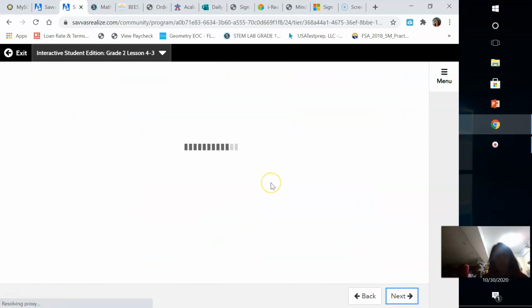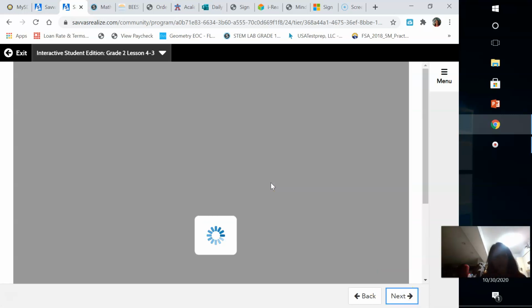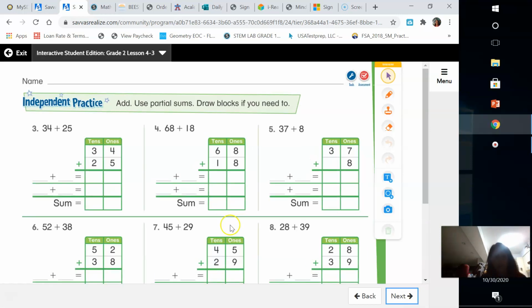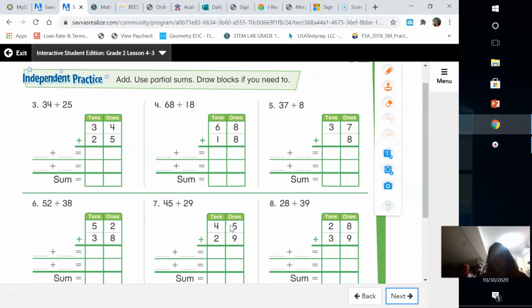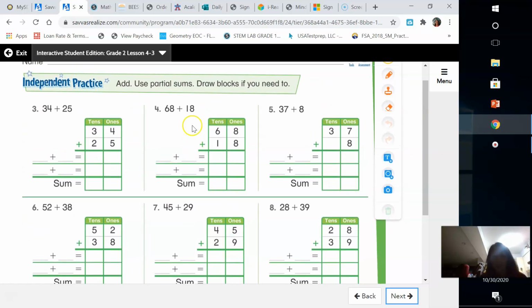I want to go to the next page real quick, see what we have, and if there's something you might need help with. All right, they've got them set up for you here. Let's just pick one and do it. I'll just do one more so you feel good about it before you start. Let's do this one. All right, we have 34. 1, 2, 3 tens, and 1, 2, 3, 4 ones. And then we have 25.